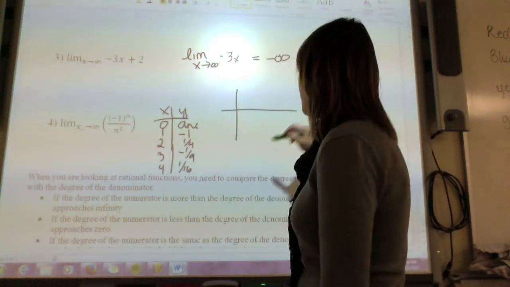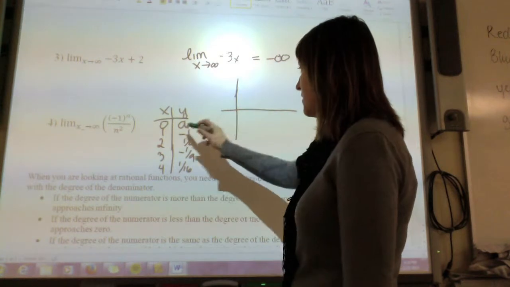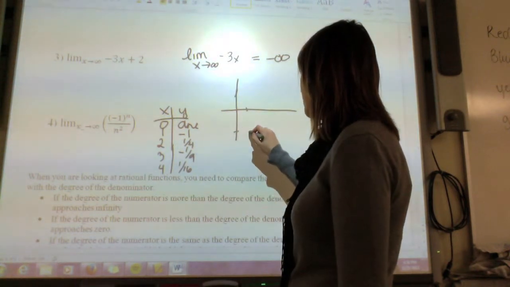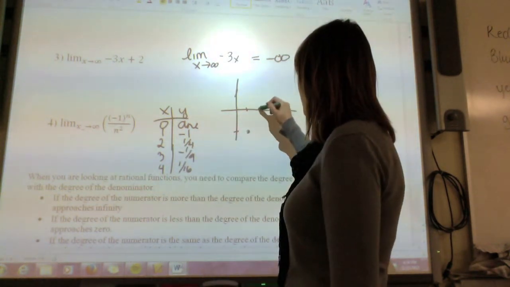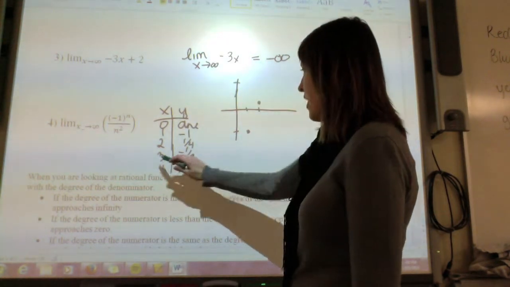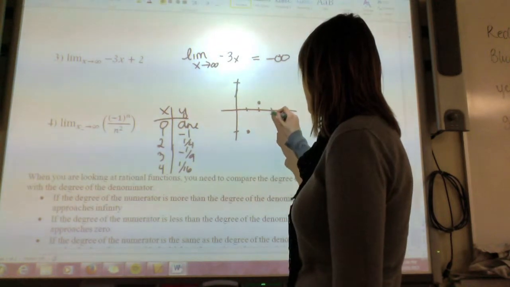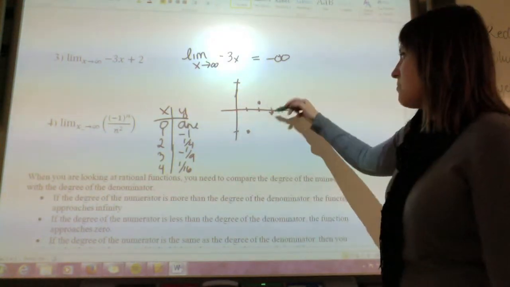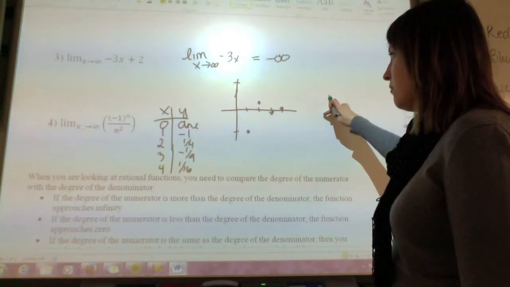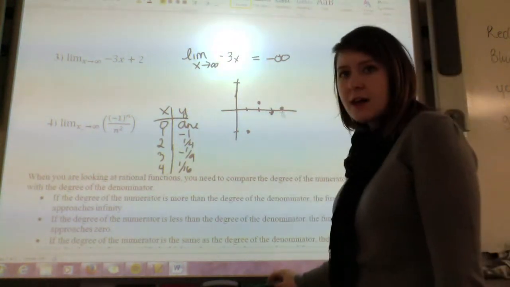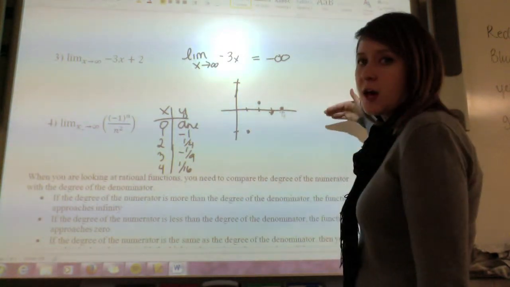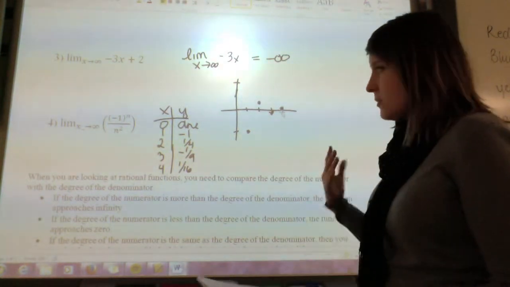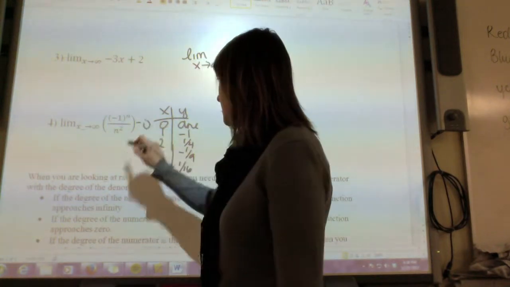If I represent that graphically, I start with my does not exist, my 0, I can't have that. But at 1, I've got negative 1. So there's a point there. At 2, I've got 1/4. At 3, I've got negative 1/9. At 4, I've got 1/16. So essentially what's happening here is I'm going to balance out, and I'm going to be approaching my x-axis again. It's going to be jumping back and forth every time, but I'm still approaching that value of 0. So in this case, the limit of this function is going to be 0.